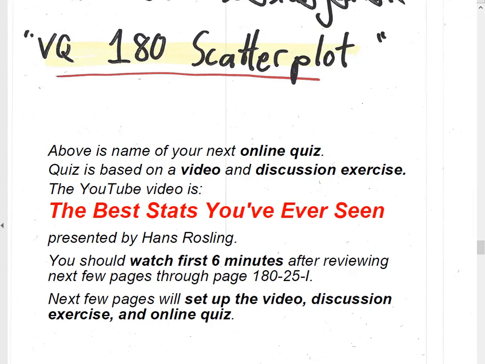The YouTube video is called The Best Stats You've Ever Seen. It's a TED Talk presentation from the researcher Hans Rosling. The video is something like 20 minutes long, but you only need to watch the first 6 minutes of it to get the information that's relevant to our discussion exercise and the Canvas quiz.